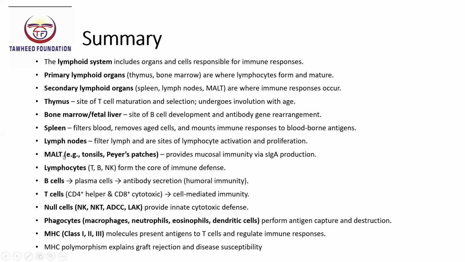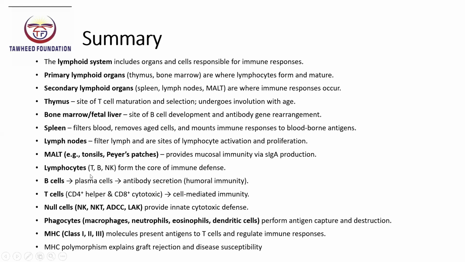Next is MALT, mucosa-associated lymphoid tissue. It includes structures like tonsils and Peyer's patches. It protects mucosal surfaces of the respiratory, digestive, and genitourinary tract. MALT produces secretory IgA antibodies, which prevent microbes from attaching and invading through the mucosal lining.